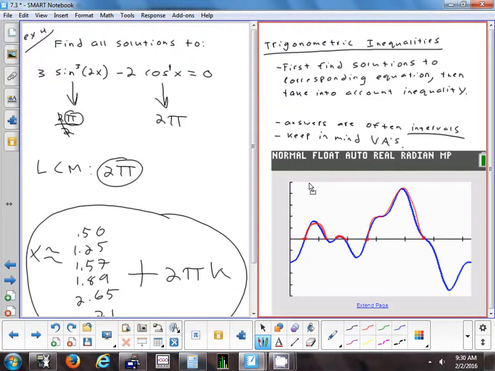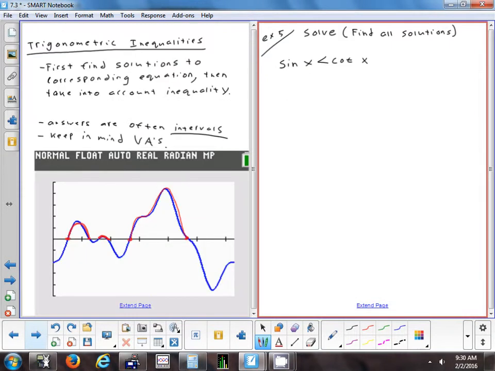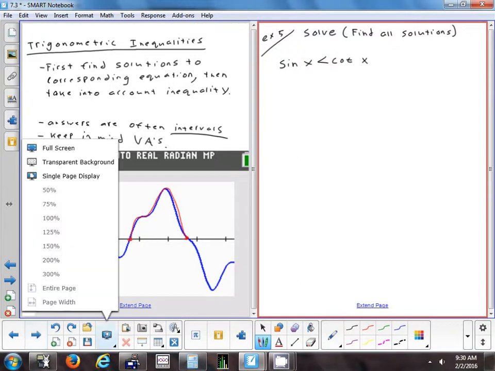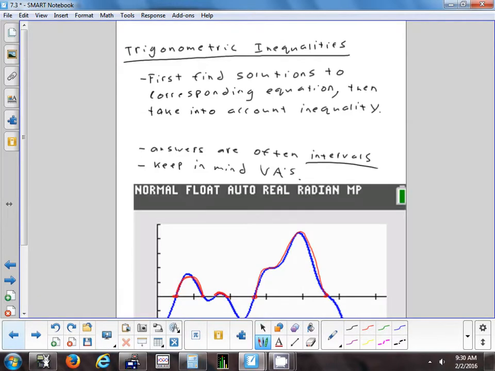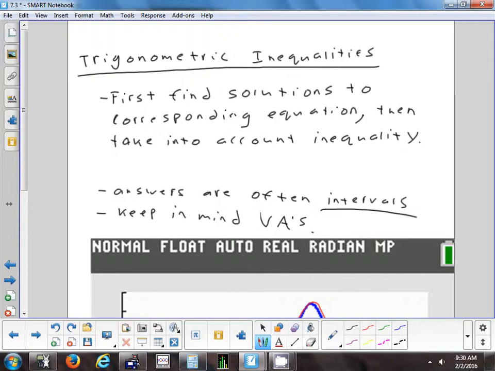Now, if I asked you where is it below 0, I would say from 0 to the first point. From the second point to the third point, it's below. From the fourth point to the fifth point, it's below. And from the sixth point to where my window ends, it's below, which is 2 pi. We just have to be careful whether we use a bracket or parenthesis. If it's equal to, we can use the bracket. If it's not equal to, just make sure you use the parenthesis. Any questions on what we're going to try to do?